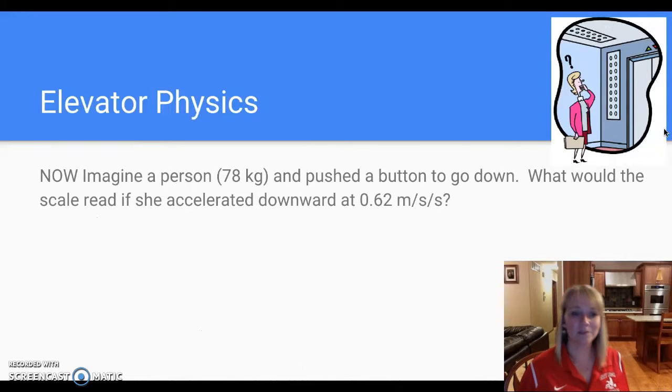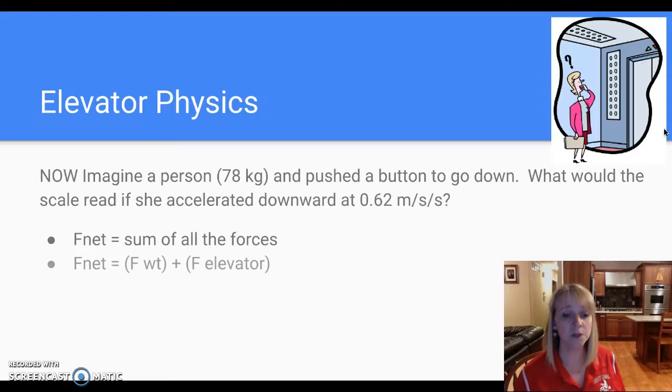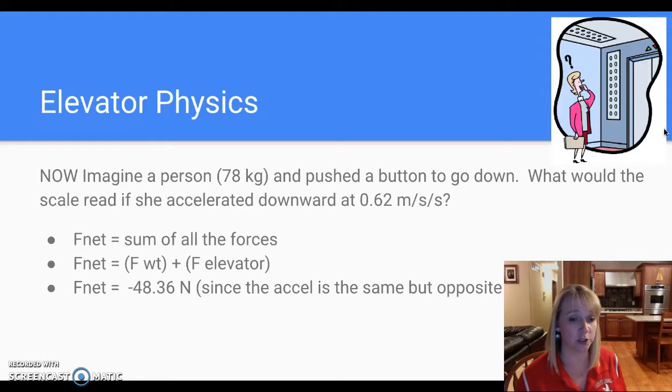Now imagine you push that button and you go down. Sometimes the elevator gives you a different acceleration going down, but for our purposes, let's say it's the same, 0.62 meters per second squared. But the down means I have to put a negative in front of it. So I go back to my forces equation, but now my F net has to be negative 48.36. Acceleration is acting downward, so the force would also act downward.